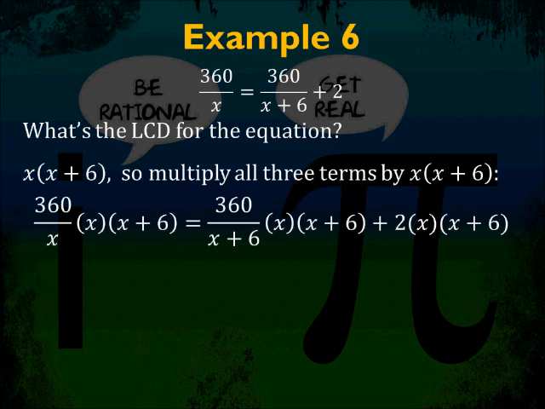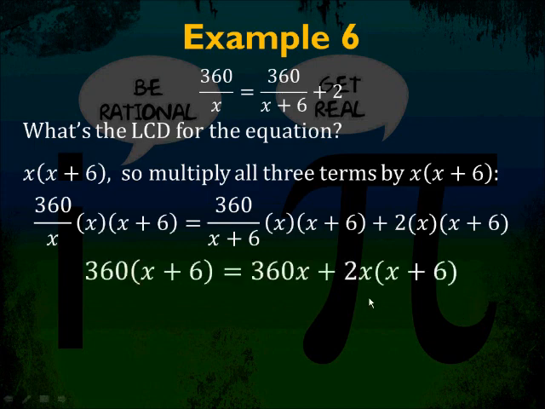You get 360 over x times x plus 6 equals 360 over x plus 6 times x plus 6 plus 2x times x plus 6. Okay, so let's go ahead and simplify this. Let's cancel out the denominators and see what we're left with. We have this after canceling out the x plus 6, and this one we don't have to touch.